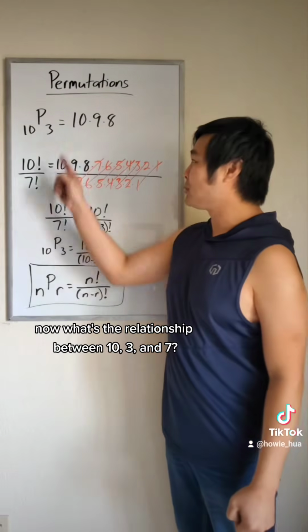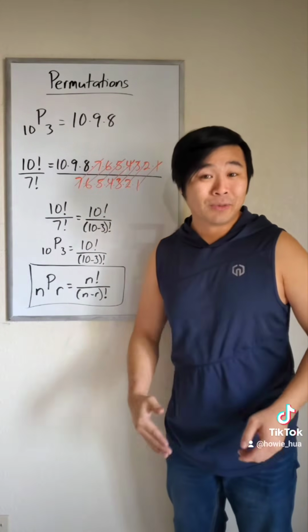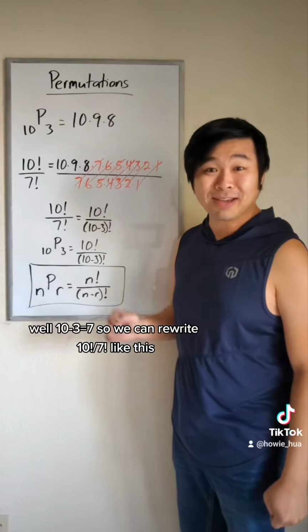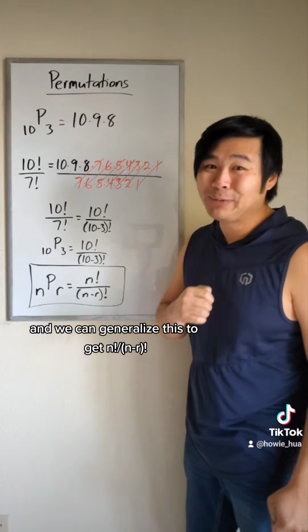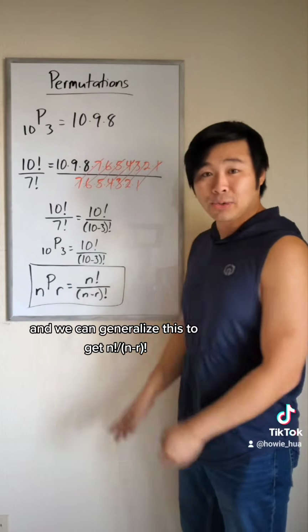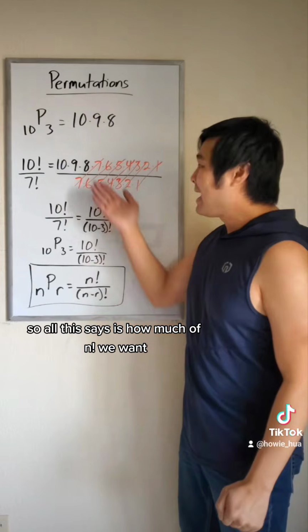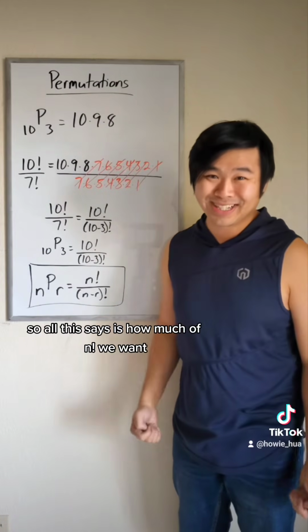Now what's the relationship between 10, 3, and 7? Well, 10 minus 3 is 7. So we can rewrite 10 factorial divided by 7 factorial like this. And we can generalize this to get n factorial divided by n minus r factorial. So all this says is how much of n factorial we want.